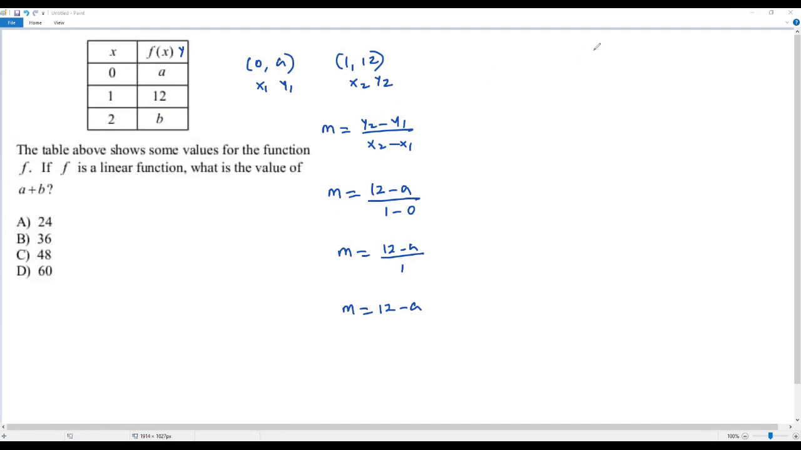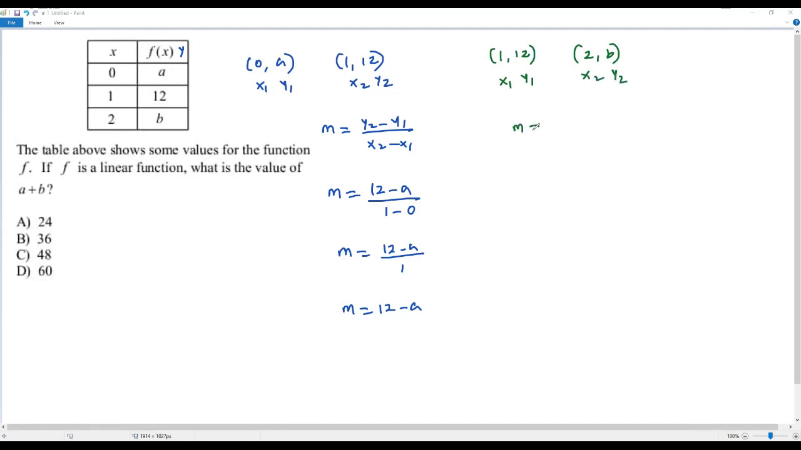Now let me get the slope of the linear function f again using the second point and third point. Here I got this slope using the first 2 points. Now I'm going to find the slope of the same linear function using the second point and third point. Let me write the second point over here, that is 1 comma 12, and the third point is 2 comma b. Let me consider this is x1 y1 and this is x2 y2.